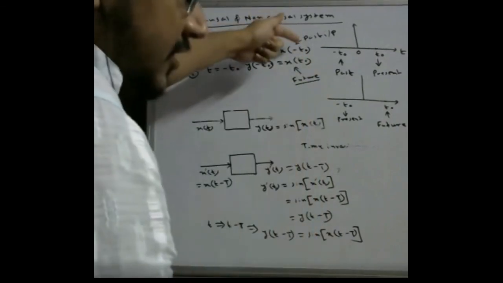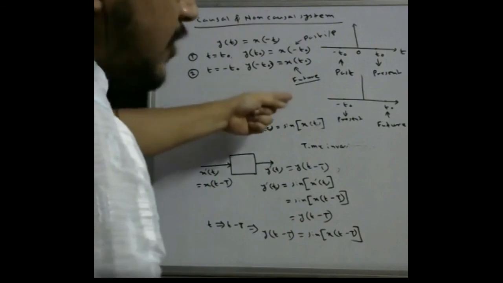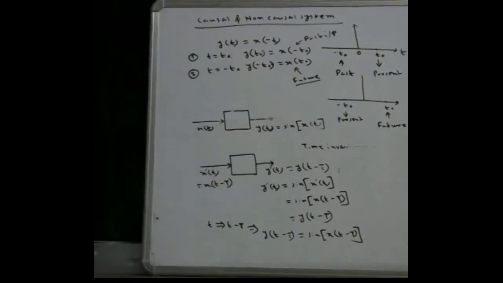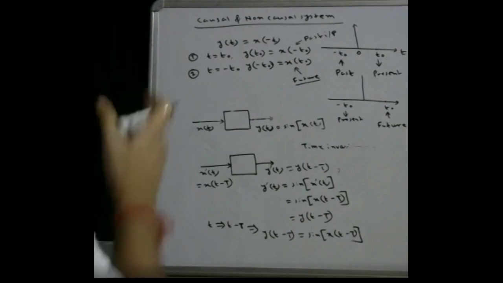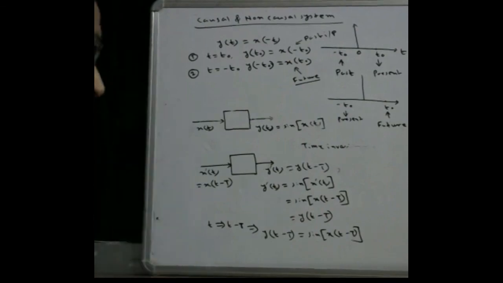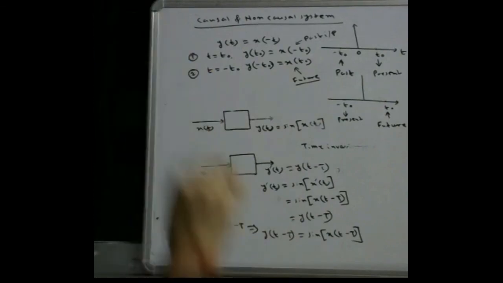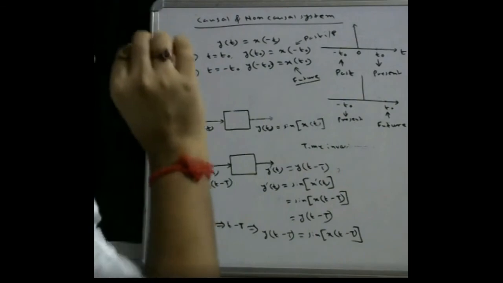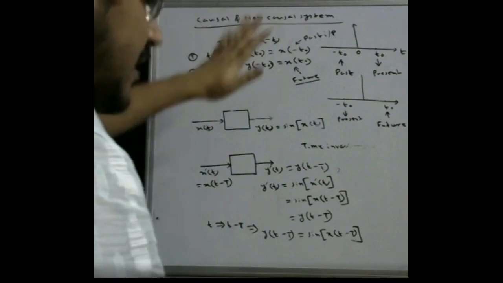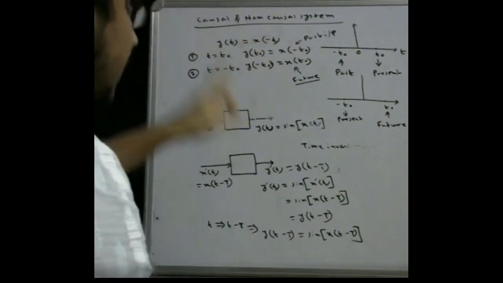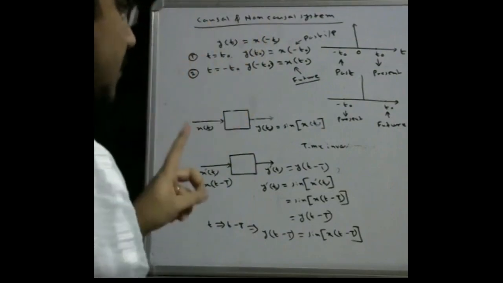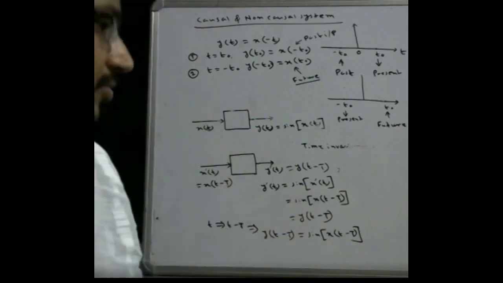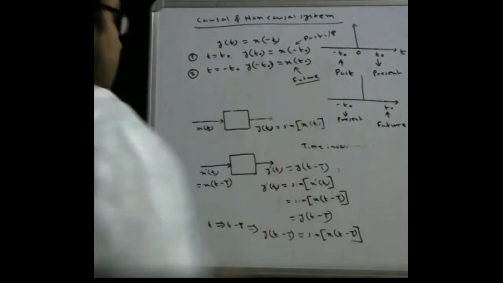So although this system depends on the past, as it also depends on the future, it is a non-causal system. The condition of a non-causal system is that the output value must depend on the future value. Although it may depend on the past or present, the output must be dependent on the future value. That's why it is a non-causal system.